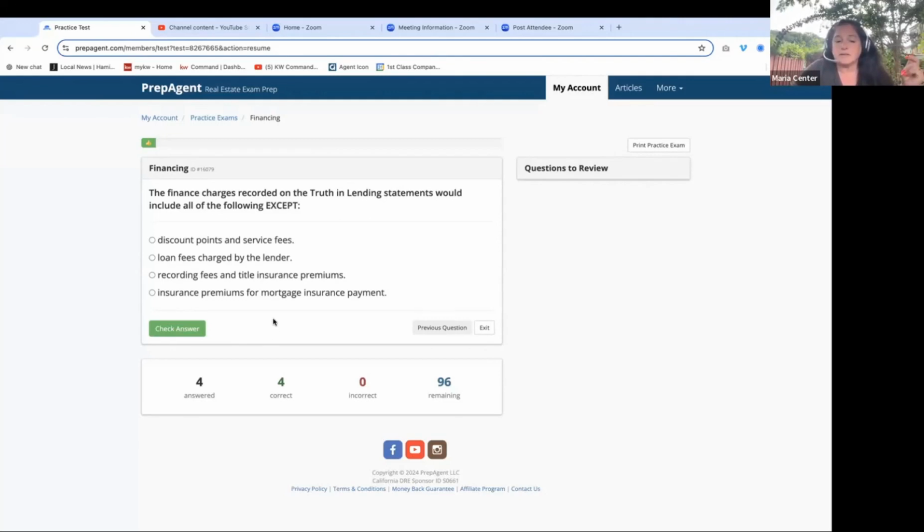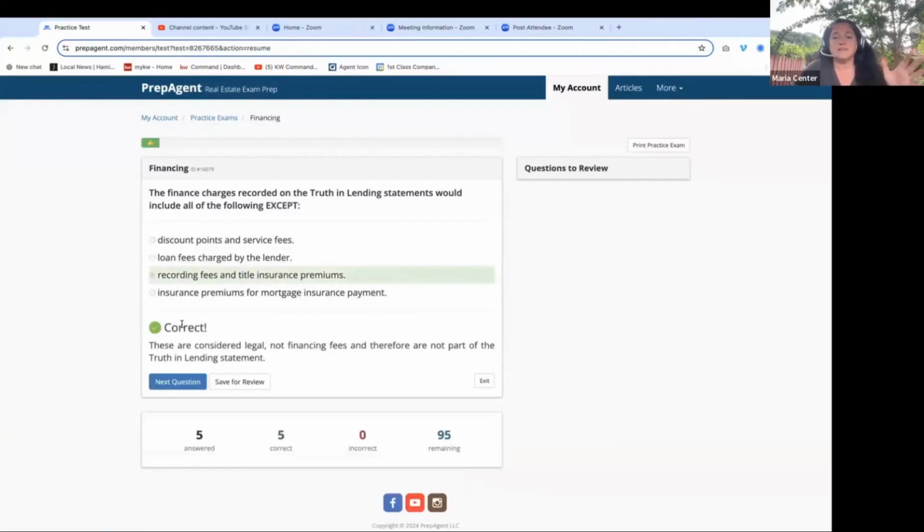So let's think about this. Well, let's go through them one more time. Discount points and service fees, those would be included. Loan charges charged by the lender, definitely included. We need to know about those truth in lending statements. Recording fees and title insurance premiums. Insurance premiums for mortgage insurance payment. So why did I pick C?